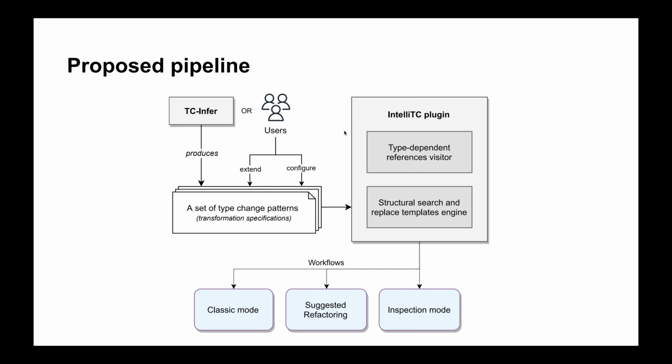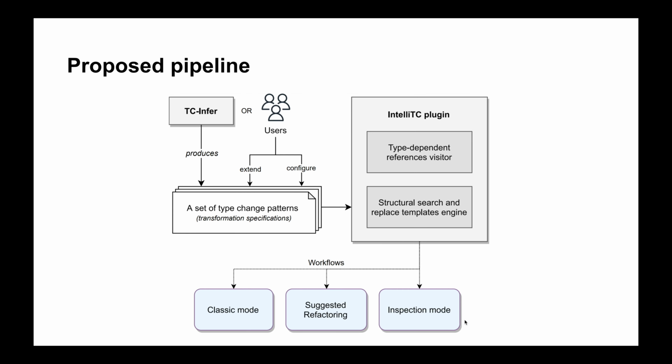Under the hood, IntelliTC uses different features of the IntelliJ platform to perform type changes in 3 different modes. Classic mode, where it operates as a general code intention. Suggested refactoring, where it tracks the developer's needs to update some type. And finally, inspection mode, where it proactively highlights inappropriate usage patterns of some Java types.